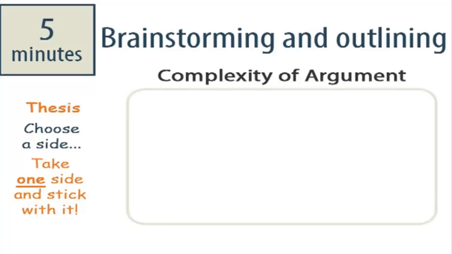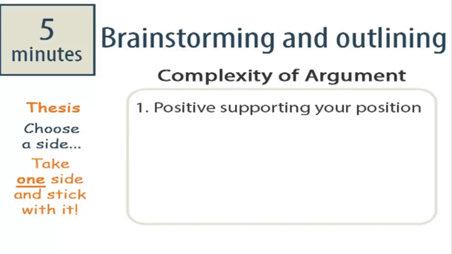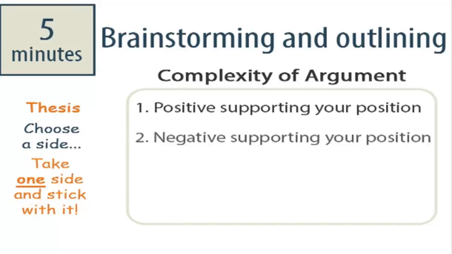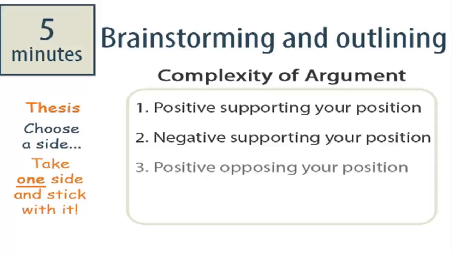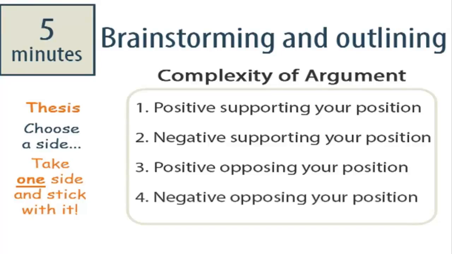There are basically 4 different ways you can write a persuasive argument. You can positively support your opinion, stating reasons why it's the best. Negatively support your opinion, giving reasons why the opposing opinion is bad. Positively oppose your position, which states positive aspects from the opposing idea. And finally, negatively oppose your position, which states reasons why your position may be incorrect.